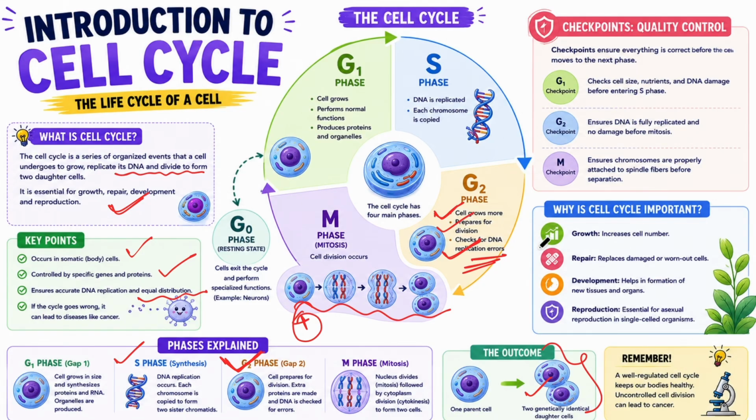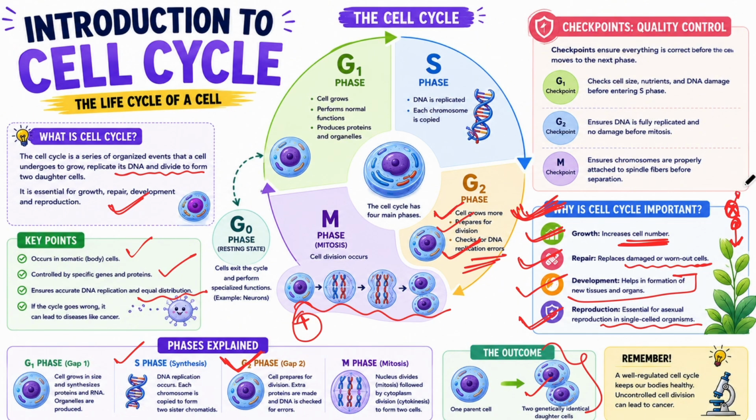Fine. Now, why is cell cycle important? Cell cycle is important for the growth because it increases the number of cells. It is important for the repair because it replaces the damaged or worn out cells. It is important for the development because it helps in formation of the new tissues and the organs. It is essential for reproduction in single celled organisms because single celled organisms, they reproduce without the help of any other partner.